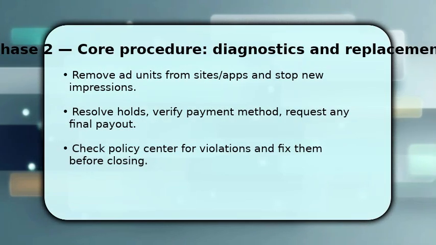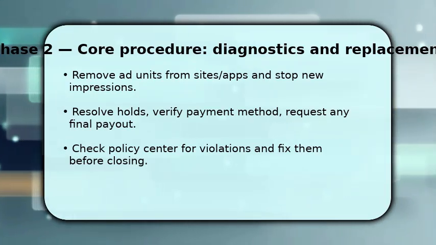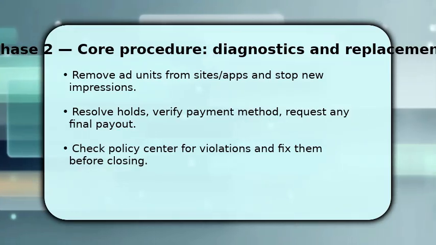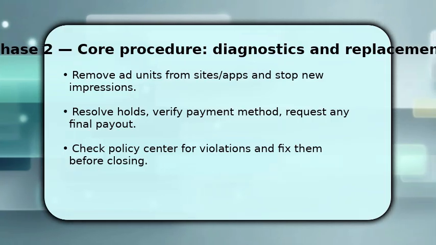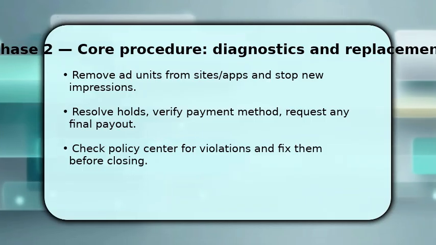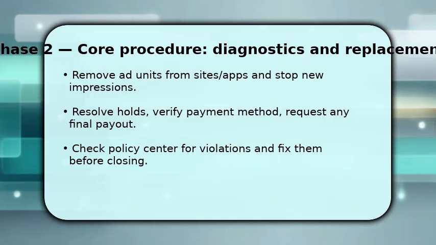Once your sites no longer serve ads, go to Payments to confirm your payment method and request any available final payout if eligible. If there are holds or unresolved verification steps, complete them now because AdSense won't process final money until cleared. Also check the Policy Center and fix violations. Policy issues can block closure or final payment, so address those items.